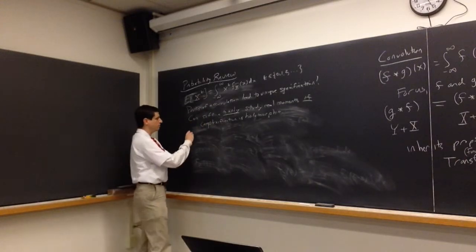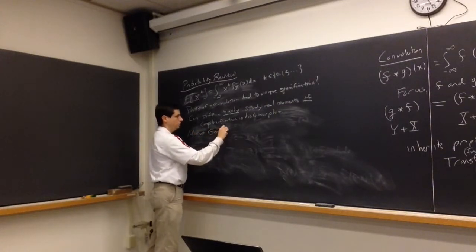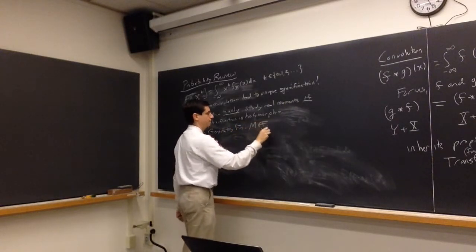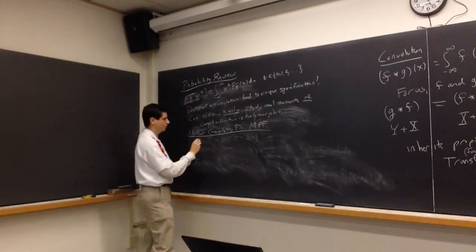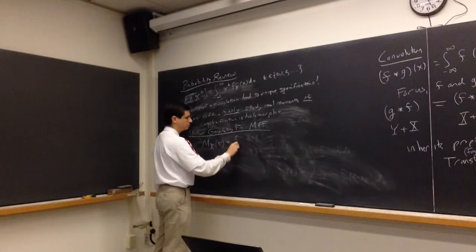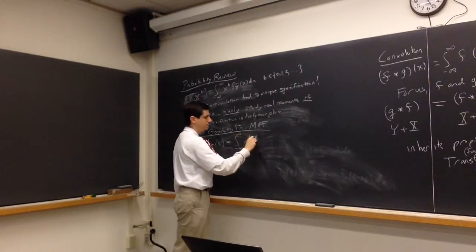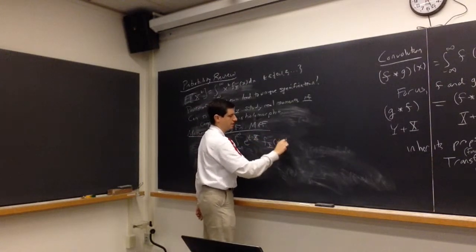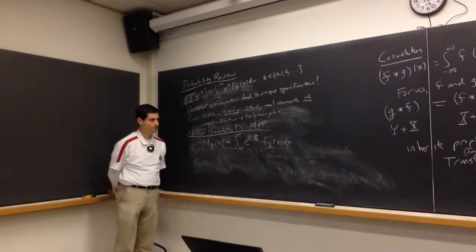So let's define the moment generating function, MGF. There's a lot of different functions you can do. So we'll have the moment generating function of X evaluated at t. It's going to be the integral from minus infinity to infinity of e to the tx times f_X of x dx. And so this will be the moment generating function.